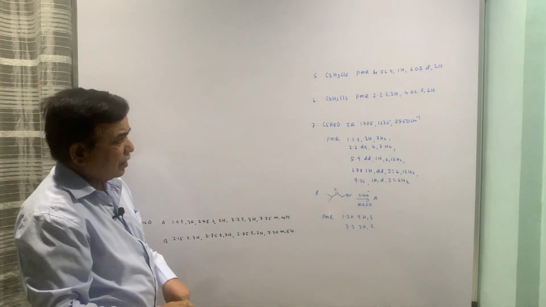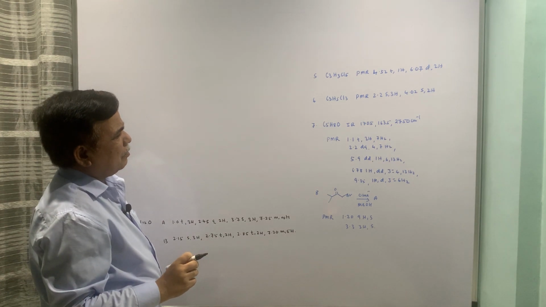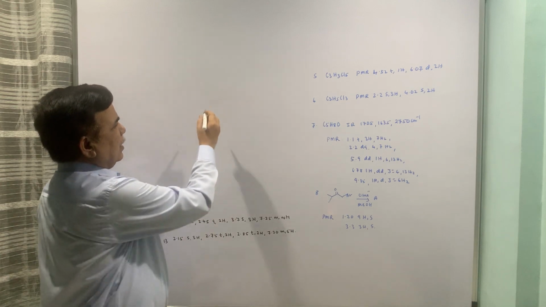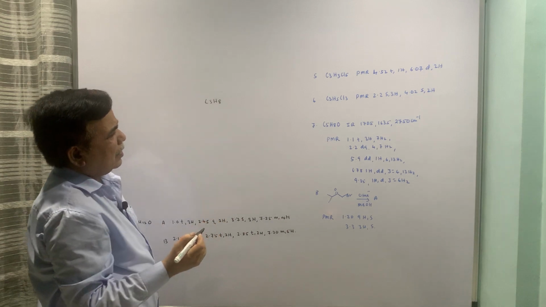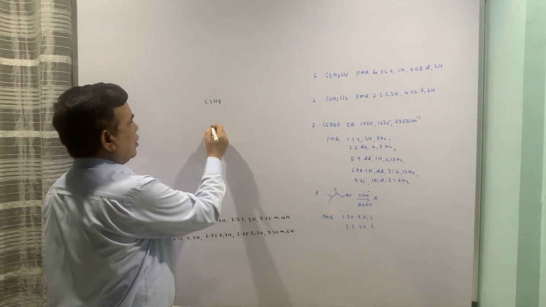Now the sixth one. The sixth one is quite similar. Here once again it is C3H8. If we are substituting 3 hydrogens for 3 chlorines, it is C3H8. So it is a saturated compound.